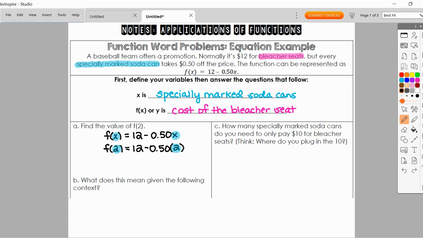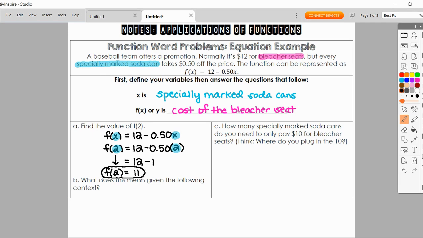Remember, the left side's just a notation, so we're going to copy that down and ignore it. But we need to do PEMDAS on the right side. Multiplication comes first, so I'll keep the 12, but I'll multiply negative 0.50 times 2, which will get me a negative 1. And then I'll subtract 1 from 12 to get 11. Bring that function notation down to have the final answer in function notation form.